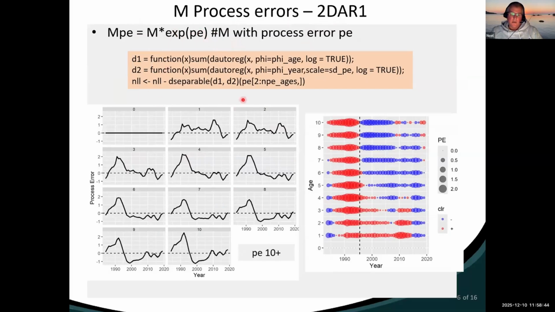So they were 2D AR1, and we used a kind of plus group so that the process errors at ages 10 to 21 were all assumed to be the same. This is something I like when we use deviations in a process rather than the process itself. It can make sense to aggregate the deviations, whereas it might not make sense to aggregate the process itself in some situations. But there are pros and cons to this sort of thing.